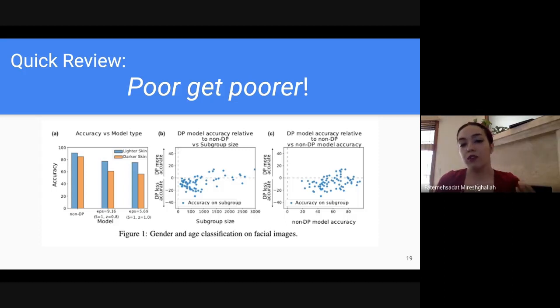But how we differ from the previous work, which was a NeurIPS paper, is that we want to study a new set of datasets. Also, they only looked at imbalances in data and subgroups that have less than 1% of the population. So that's really small minority groups. But we want to see what happens if we have a wider range of imbalance, like a 30% to 70% split, as opposed to 1% to 99%. So we also want to have a look at those cases.